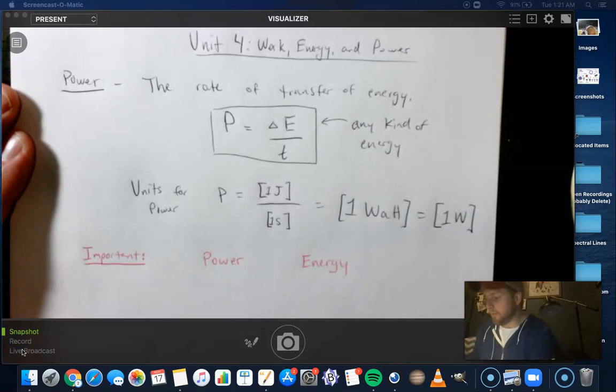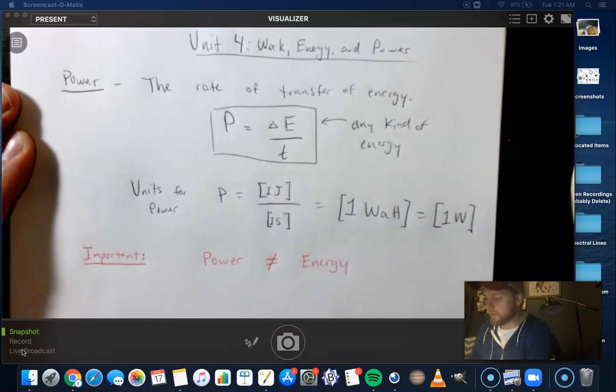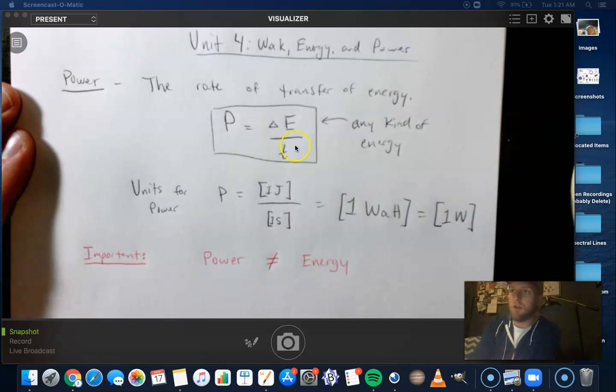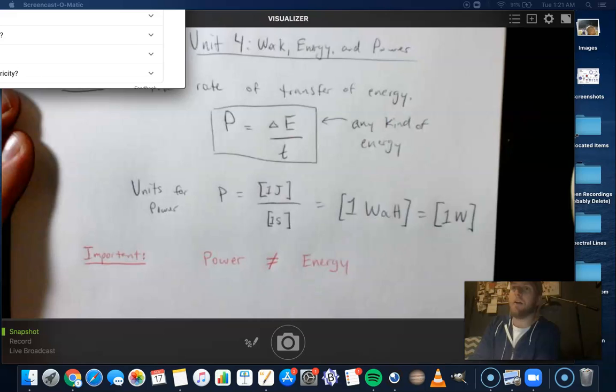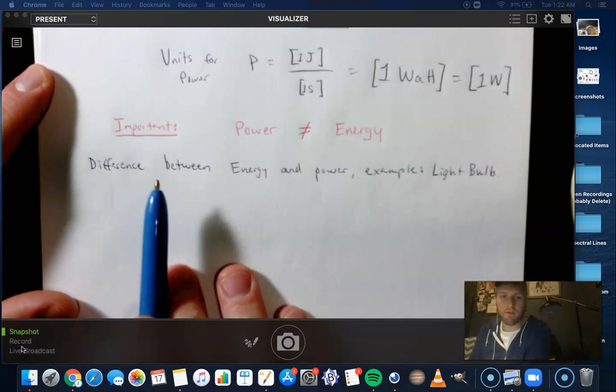All right, I want to make a very important distinction. So I've written the word important. Power is not the same thing as energy. Specifically, power is the rate that we're transferring energy. But here's what I mean. A lot of times when people talk about power plants, whether it be coal or nuclear or anything like that, you'll see the words energy and power thrown around in a bunch of different situations. So I just want to clarify and talk about some of the units and why they can be so confused.